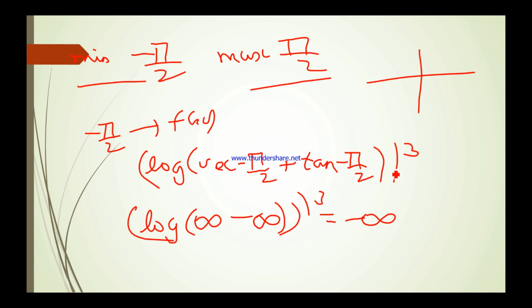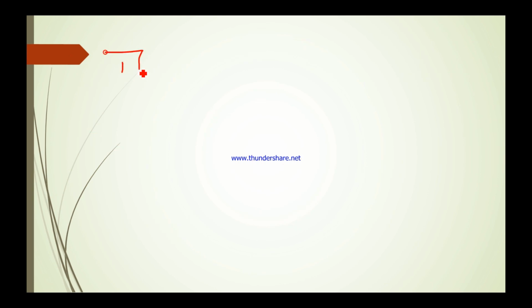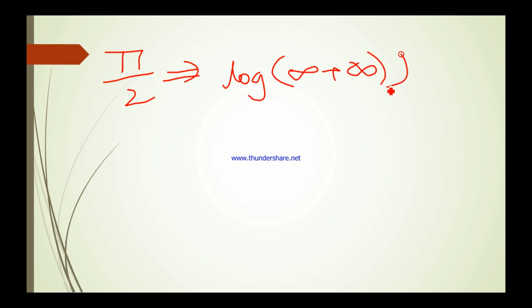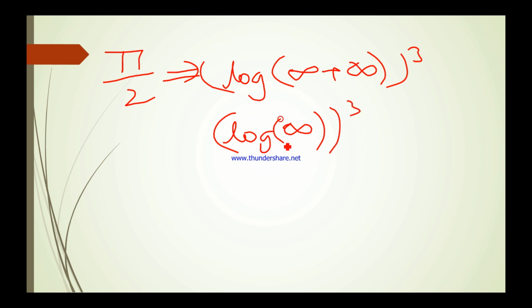Now next, let us substitute pi by 2 in the equation. So if we substitute pi by 2, we will be getting log of sec pi by 2 is infinity and tan pi by 2 is infinity. So we will be getting log infinity the whole cube. So that is again we will be getting infinity only.